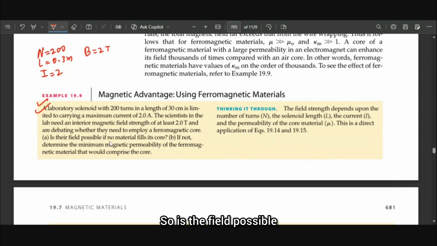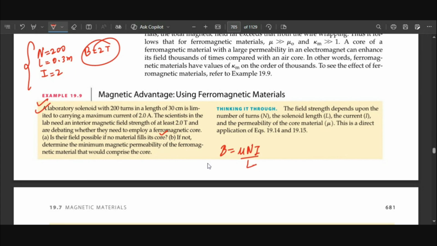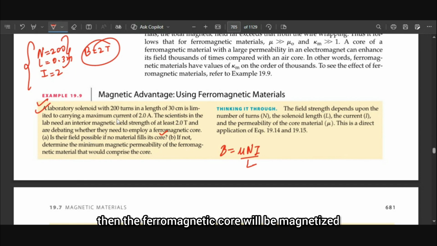So is the field possible if no material fills its core? We have to find out whether this field is possible. What you have to do is solve the magnetic field using this particular relation which we saw, mu naught Ni over L, and find whether this coil will be able to generate this field or not. If it is able to do so, then the ferromagnetic core will be magnetized. If it is not, it will not be. So just solve this and tell me how we can find out the magnetic field and what it's coming out to be. Solve it. It's easy.